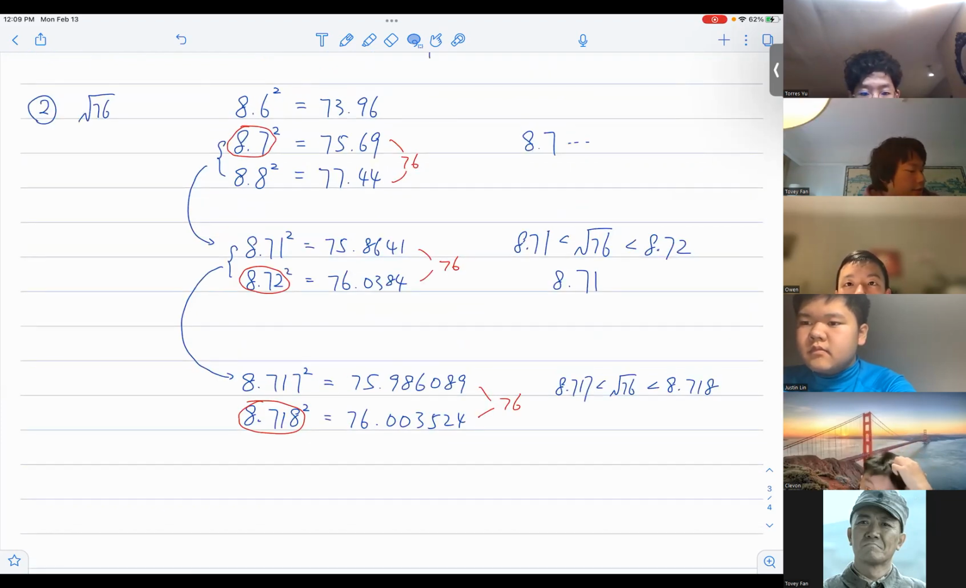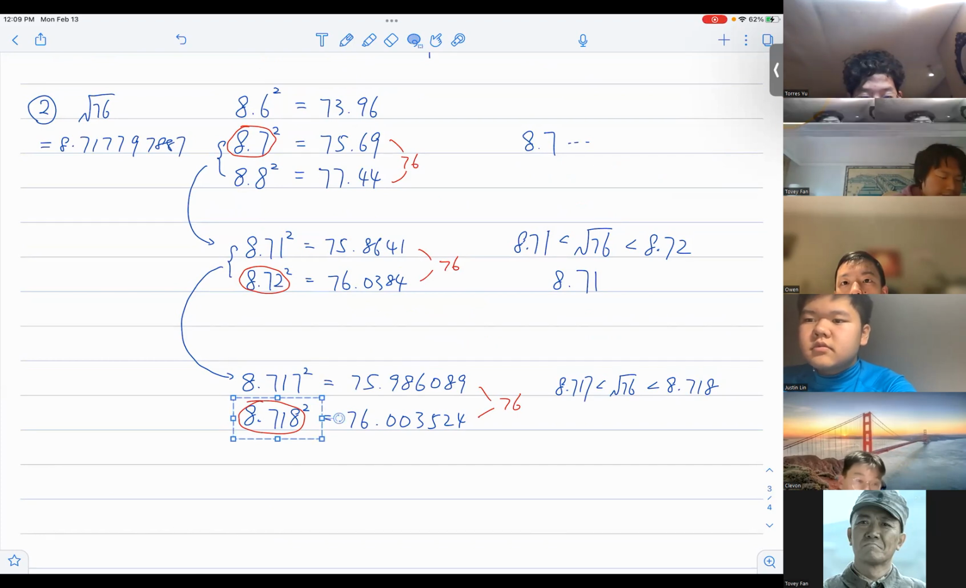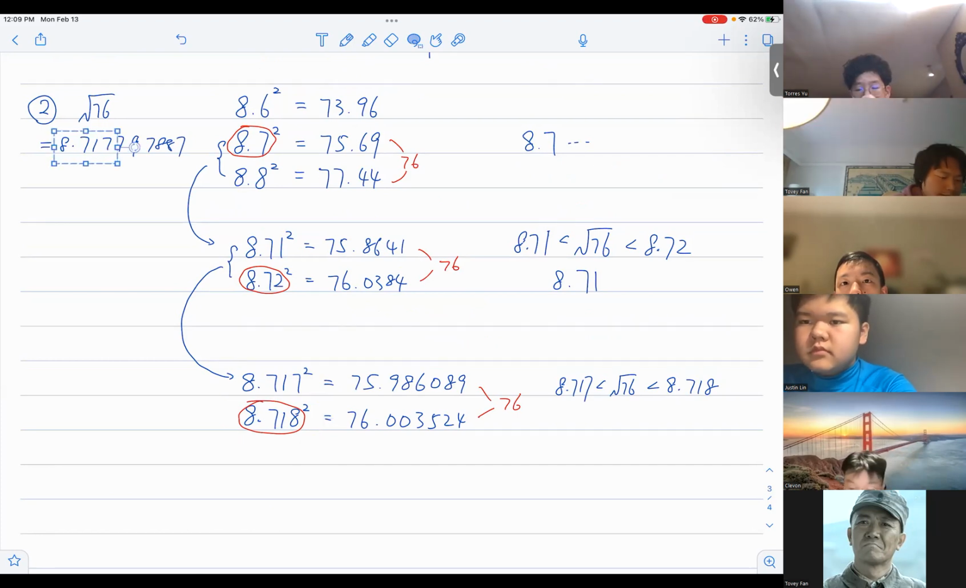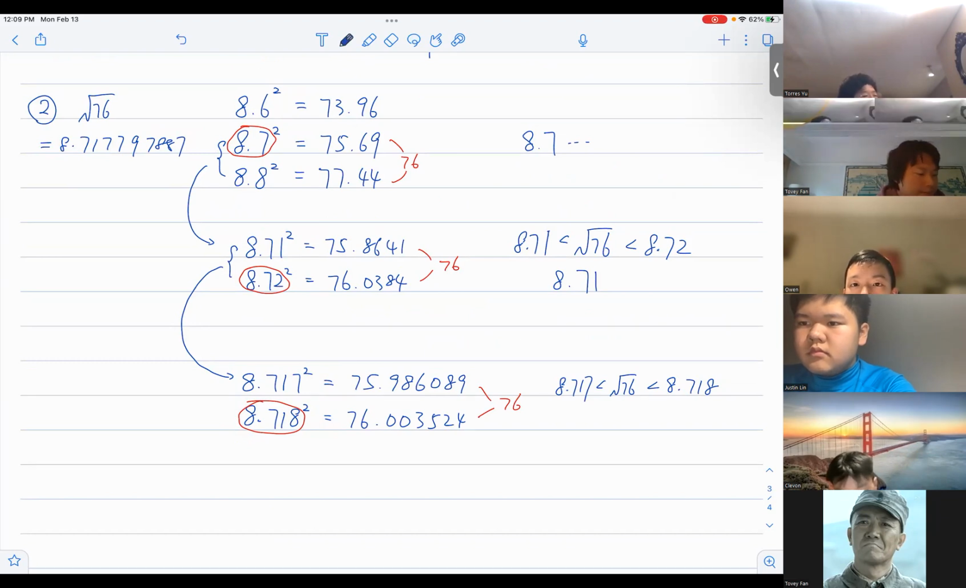So in this case, if you try √76 using a calculator, the exact value is 8.71779777887. So you see that? 8.718 is a very accurate estimate. Okay, and again, if you keep doing this, you will always end up with a correct estimate. Okay, any question?